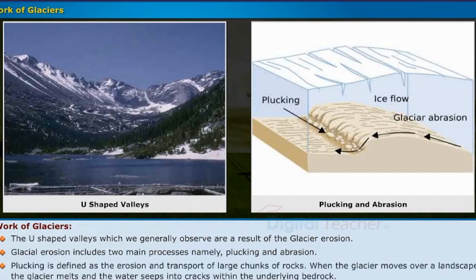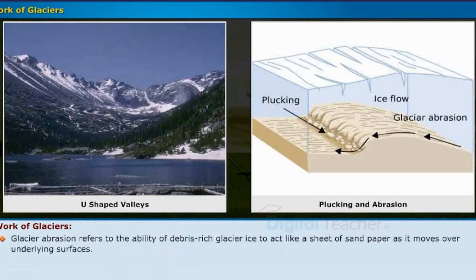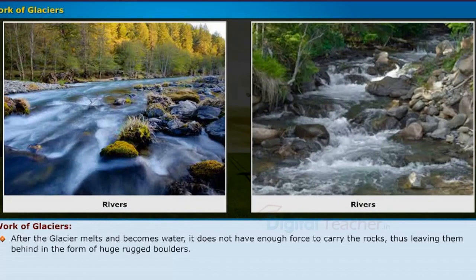Plucking is defined as the erosion and transport of large chunks of rocks. When the glacier moves over a landscape, the glacier melts and the water seeps into cracks within the underlying bedrock. Glacier abrasion refers to the ability of debris-rich glacier ice to act like a sheet of sandpaper as it moves over underlying surfaces. After the glacier melts and becomes water, it does not have enough force to carry the rocks, thus leaving them behind in the form of huge rugged boulders.